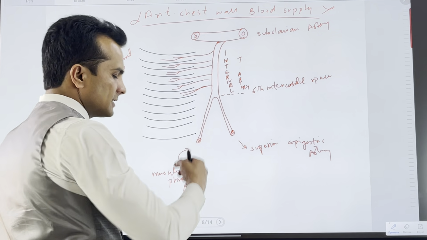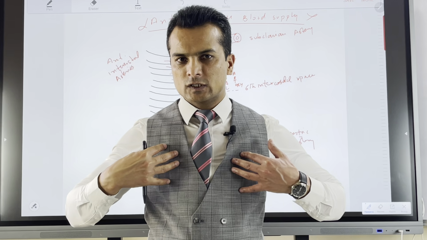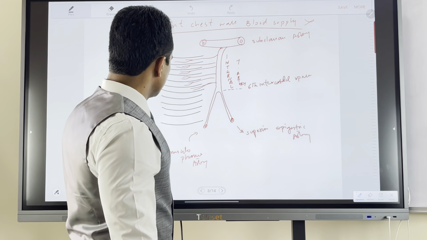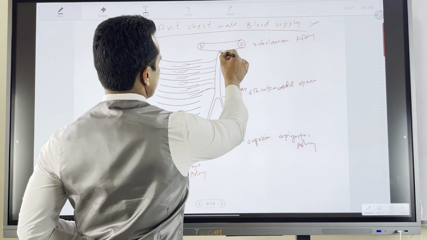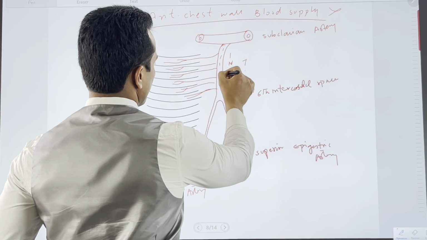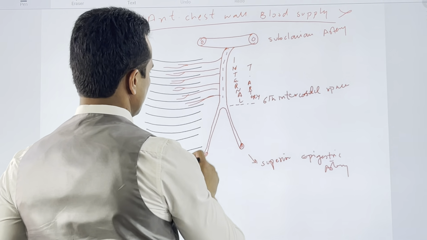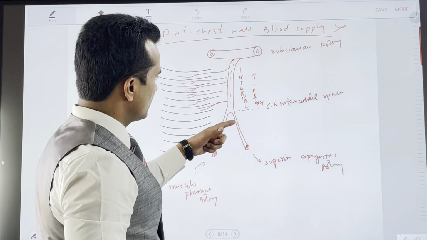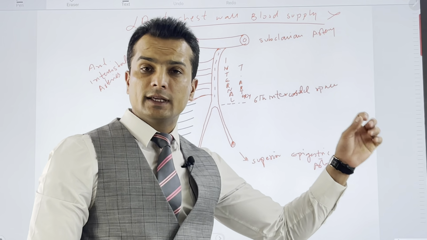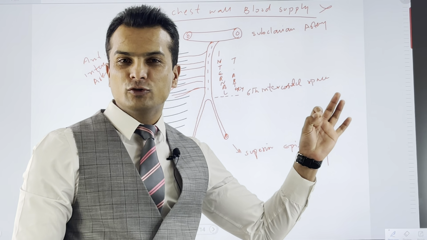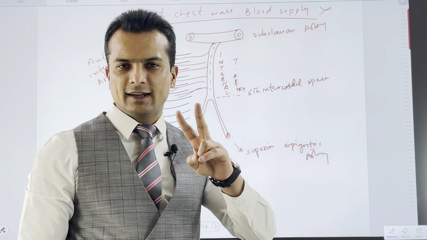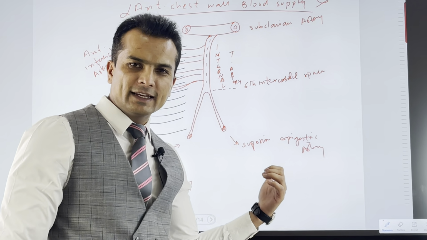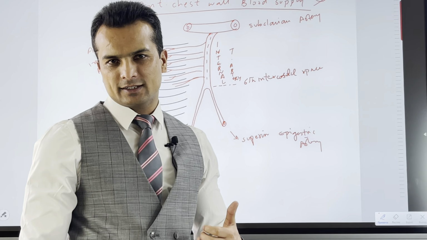So the first 6 anterior intercostal spaces are receiving blood supply through anterior intercostal arteries, and these anterior intercostal arteries are the branches of the internal thoracic artery. 1, 2, 3, 4, 5, 6. And the next important point is that the internal thoracic artery divides into two terminal branches at the level of the 6th intercostal space into the musculophrenic artery and the superior epigastric artery.